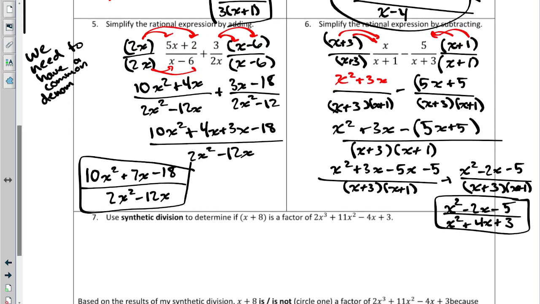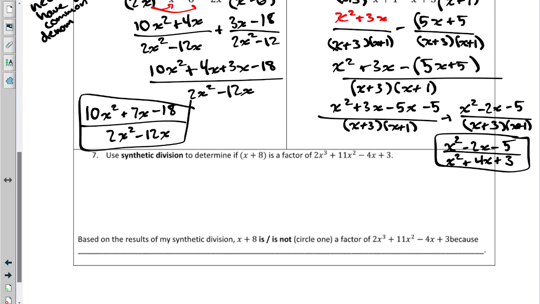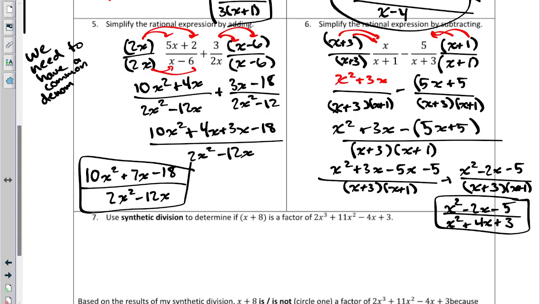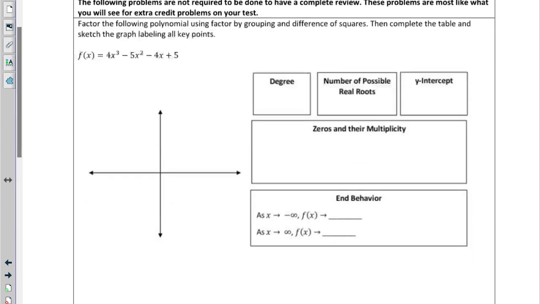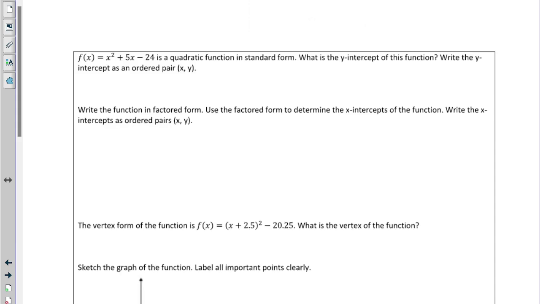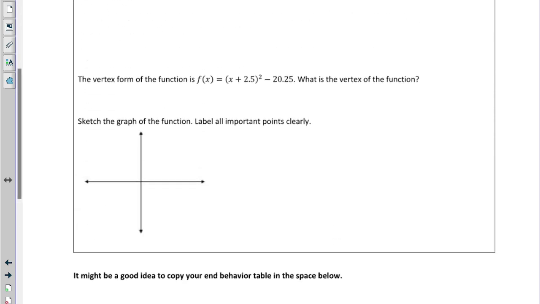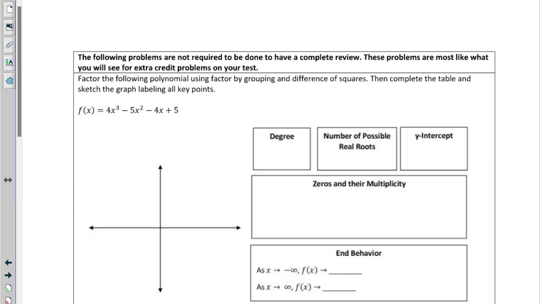All right. That concludes everything that's new, the Module 2 Topic 3 stuff. And now we're going to go back in time. We're going to do synthetic division once. We're going to do some graphing, and then we're going to do some quadratic forms, okay? So here we go.